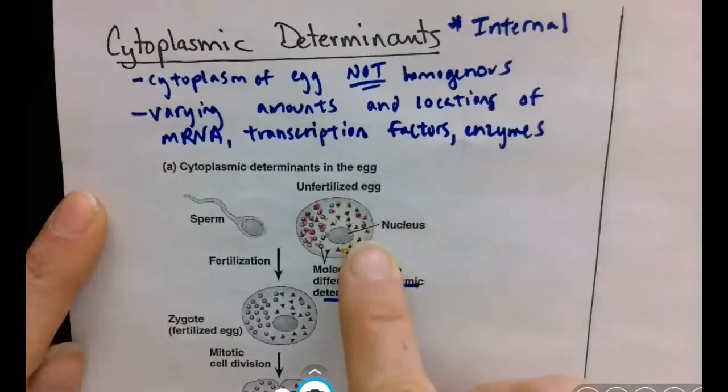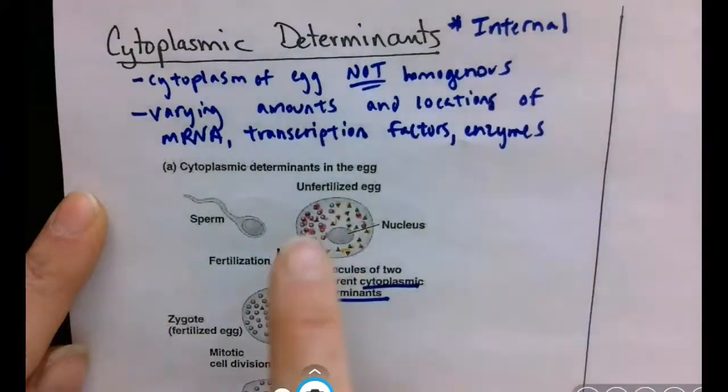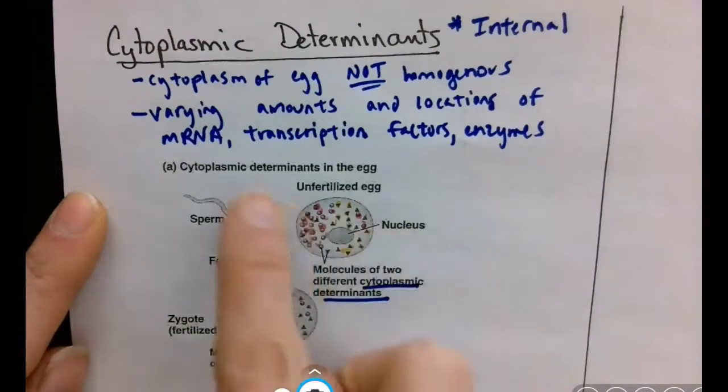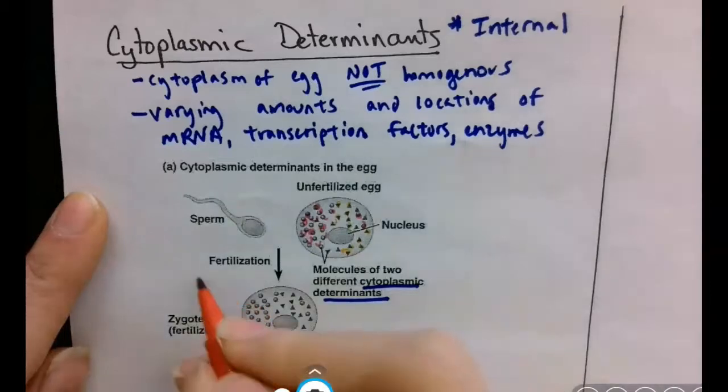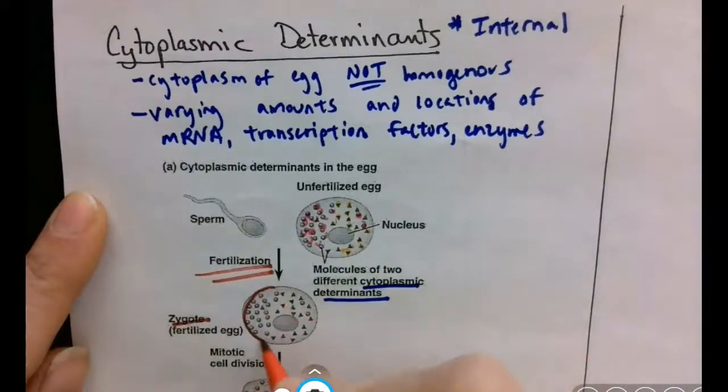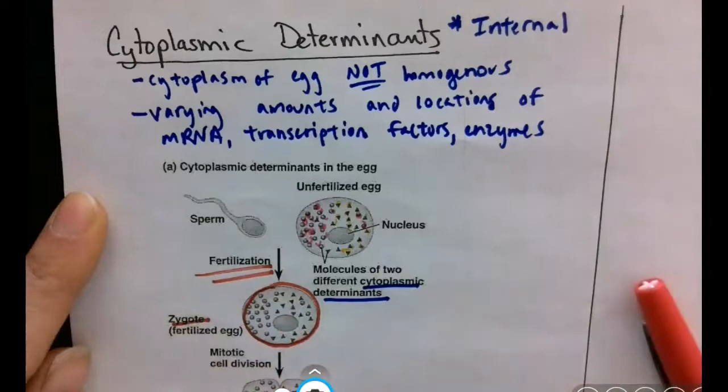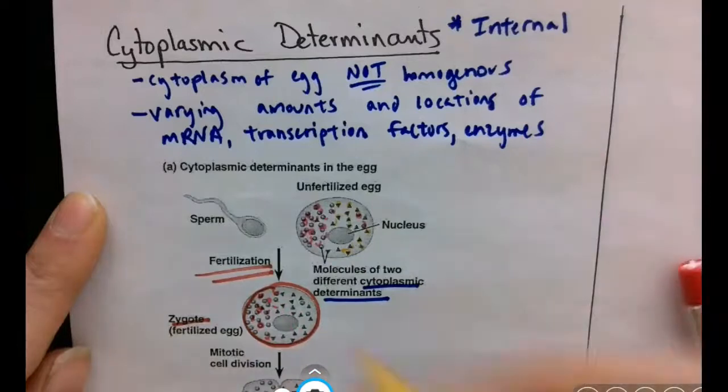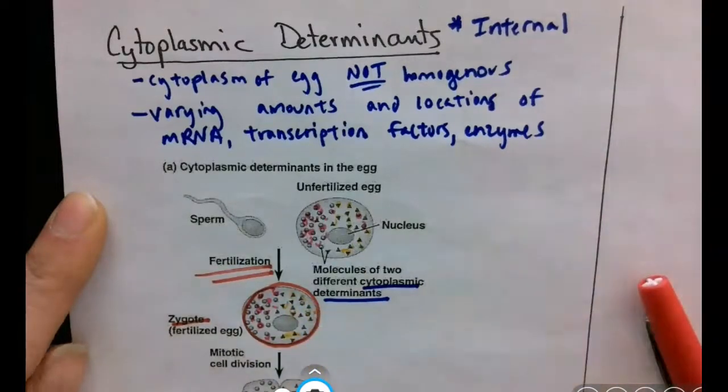Because the cytoplasm of this egg cell is not homogeneous, there are varying amounts and locations of mRNA, transcription factors, and enzymes. Once fertilization occurs here, and we have our zygote, our fertilized egg, there is still an uneven distribution of these cytoplasmic determinants. So that when this cell divides, here are two cells. If you notice, the chemicals in their cytoplasm are not the same.